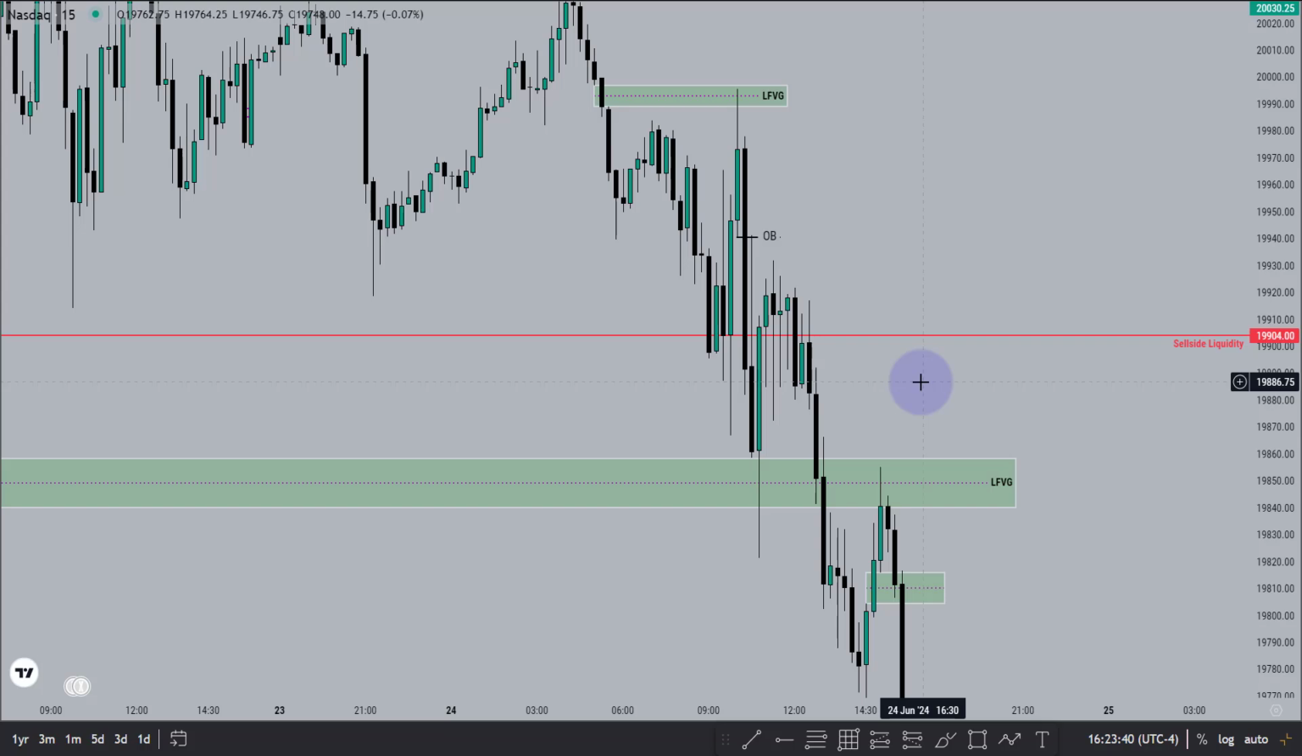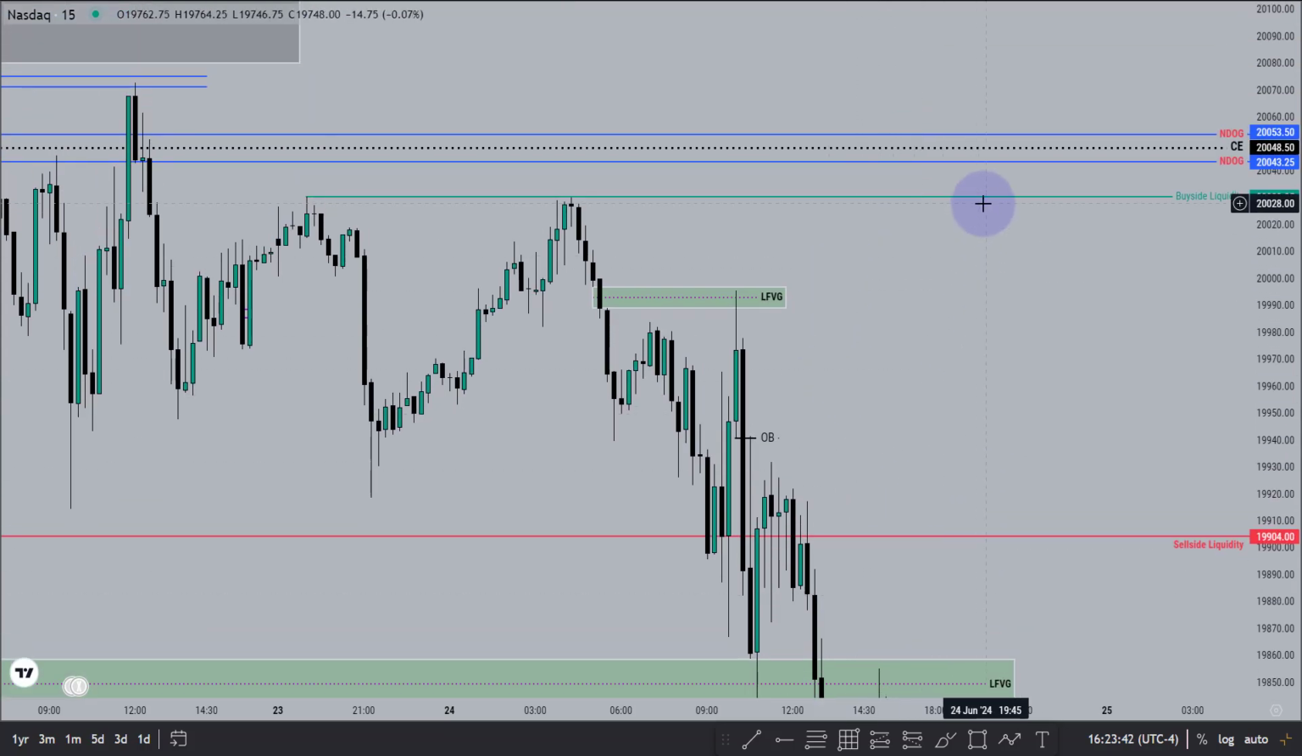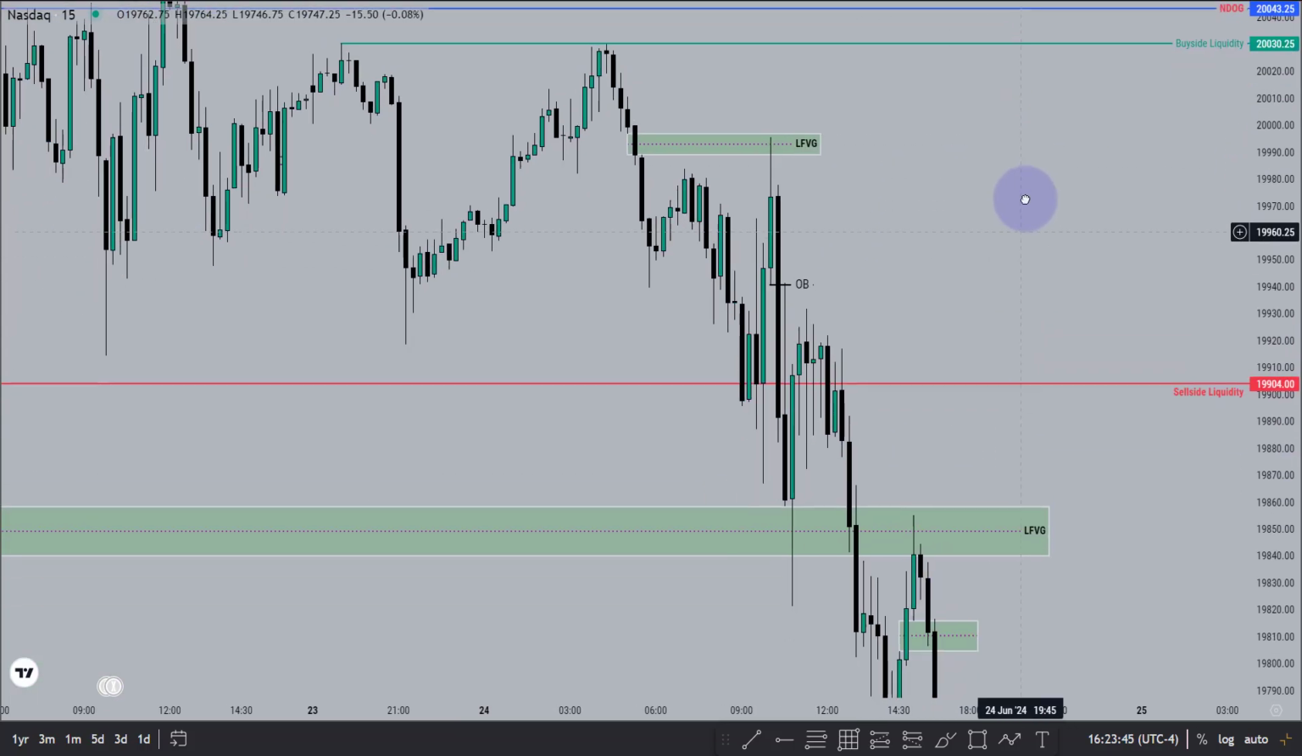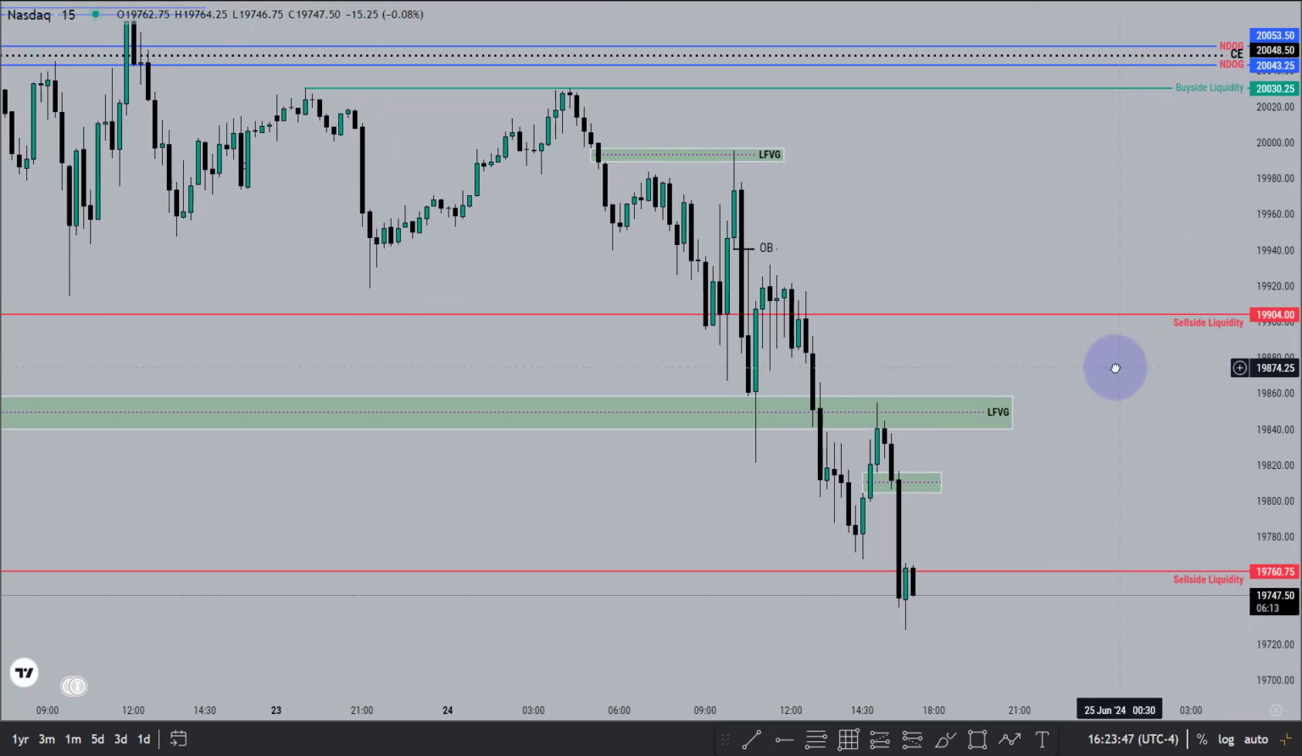Then and only then you will be able to frame a buy setup, until this buy side liquidity. Is it clear to you, brother? This is simple logic. If you understand this simple logic, trading is going to be very easy for you. Okay, I will show you the execution, don't worry.